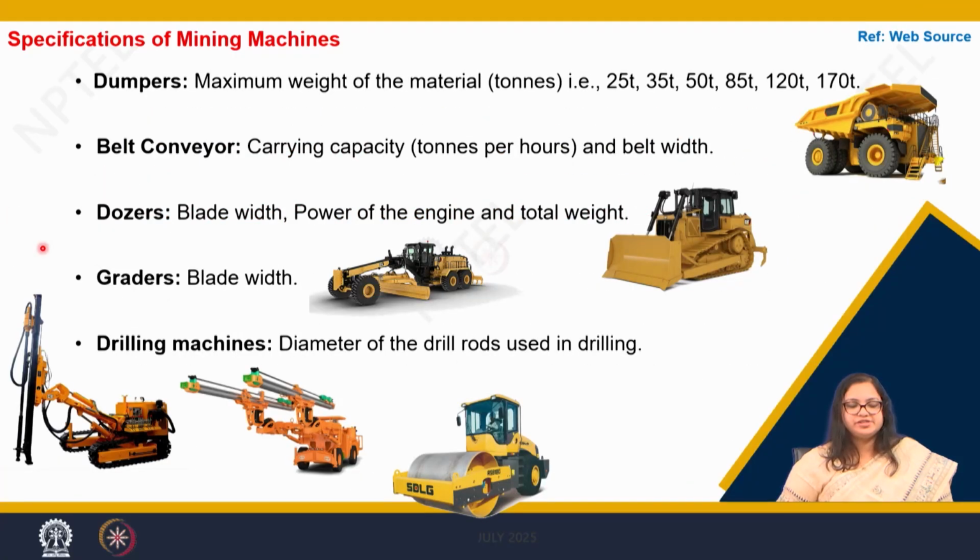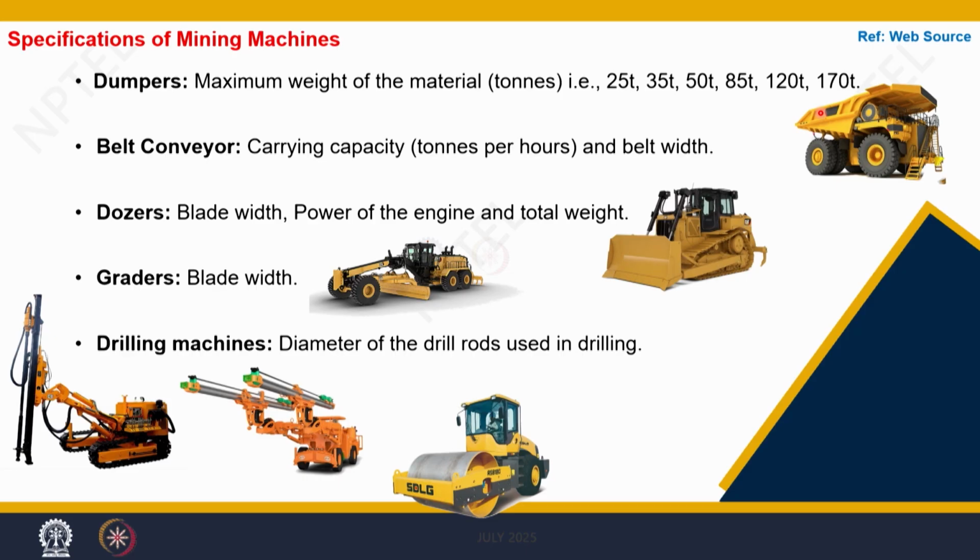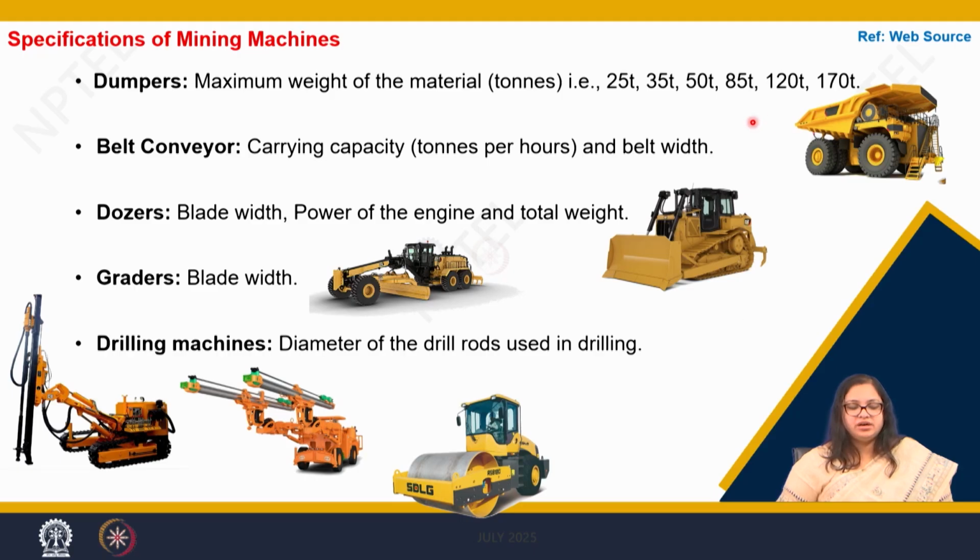Now, coming to the specification of dumpers, we specify the weight of dumpers as the maximum weight of the material, that is in tons, that is either 25 ton, 35 ton, 50 ton, 85 ton and so on. So, why is it in ton? The question comes, why is it in ton and not in cubic meter? When we talk about the dumpers, it has an engine capacity which it can carry.